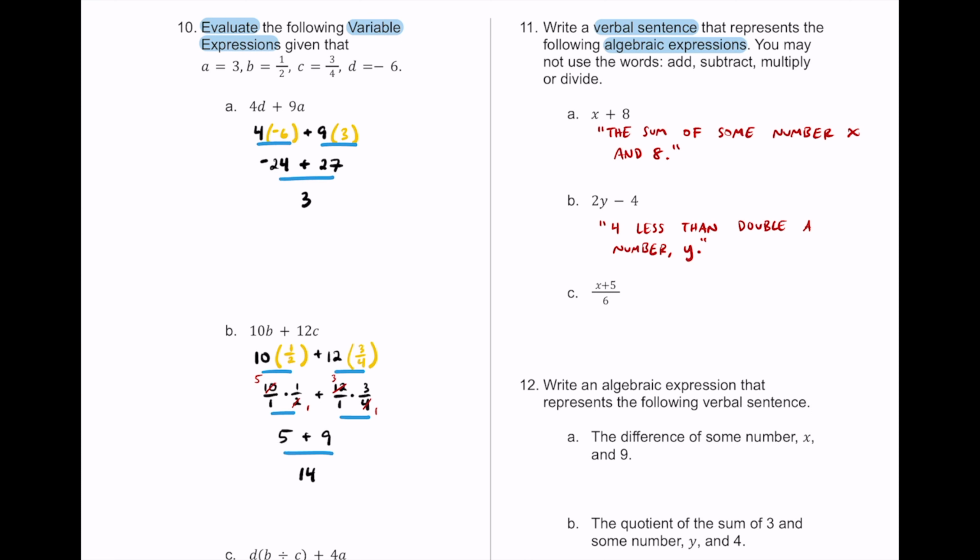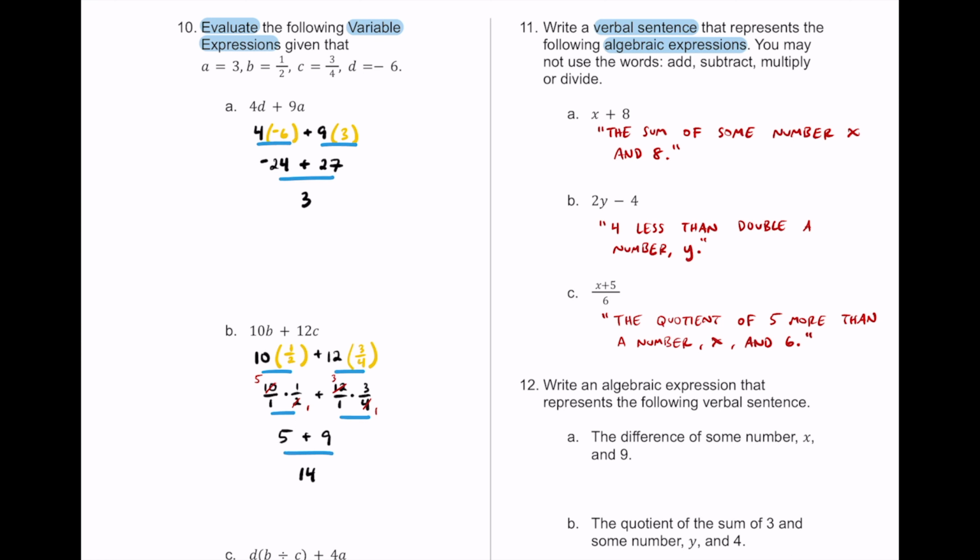For C, we have this expression of the quantity of x plus 5 divided by 6 on the bottom. So let's see if we could write this a little bit more clearly. For this one, we could write something like the quotient of 5 more than a number x and 6. So that numerator is 5 more than a number x, and then we're dividing it by 6, so that's the quotient part. You could also say something like the quotient of the sum of some number x and 5 and 6. Kind of have like a little pause for where that comma would be.